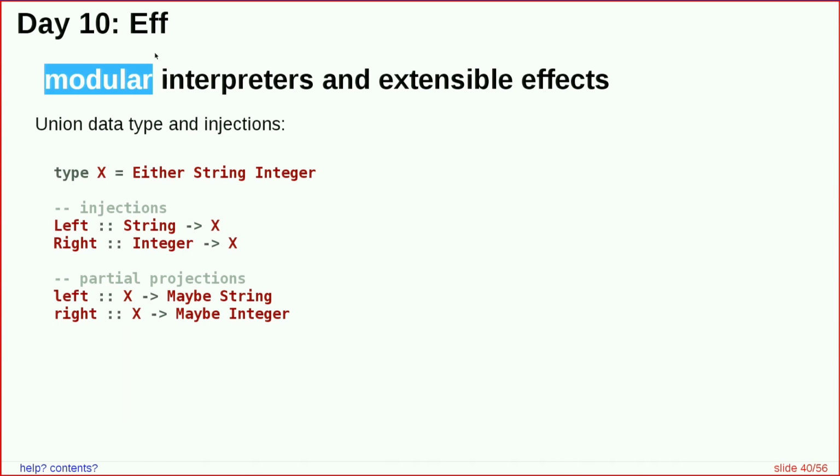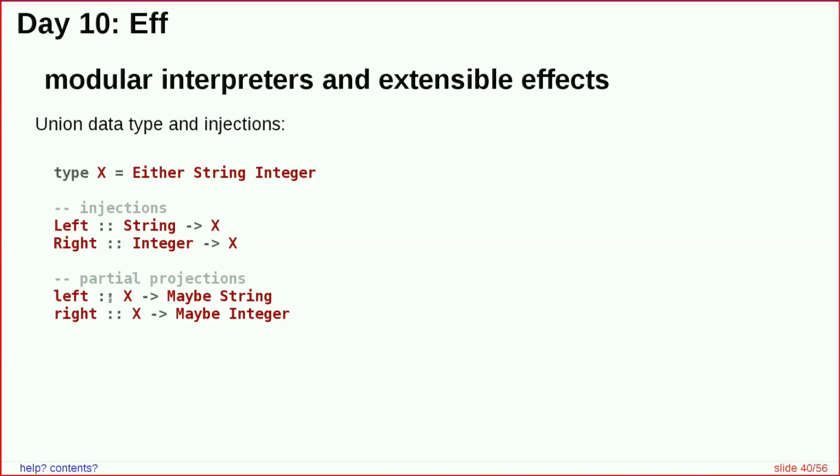Okay, so day number 10, related to the free monads, is modular interpreters and extensible effects. So I'm going to talk about open unions first and then show you how those fit in. So we've got this union data type here, either string or integer. So that can be either a string or an integer. Okay, if you give me a string, I'll give it a type alias x. If you give me a string, I can give you an x. And if you give me an integer, I can also give you an x.